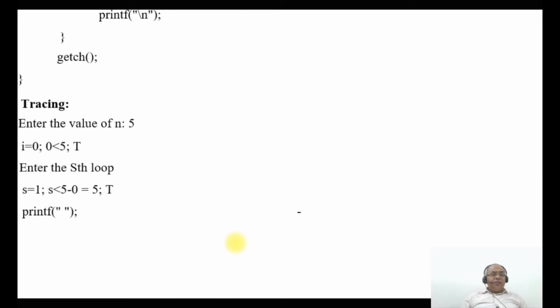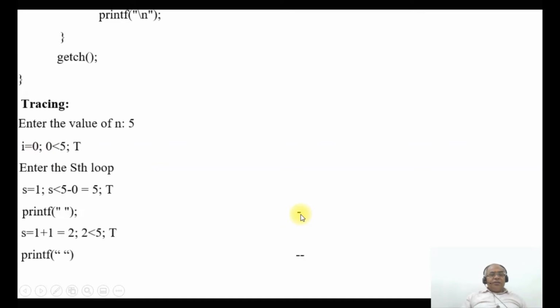What is that? S is equal to 1, S is less than n minus I. Since n value is 5 and the I value is 0, it becomes 5, so the condition is true. So again you are going to print one space, and that space is shown here. This will be printed on I through the first column, the first one, 0.